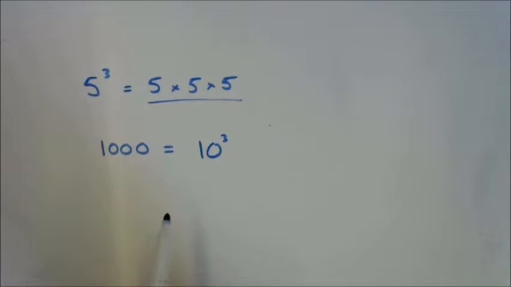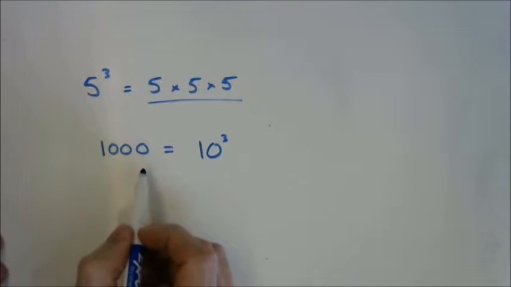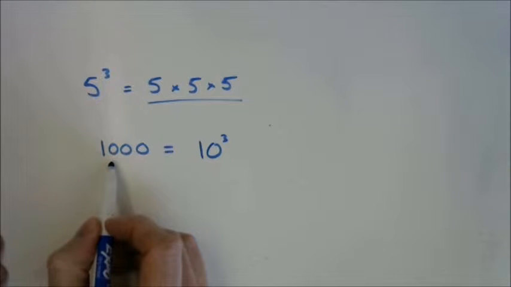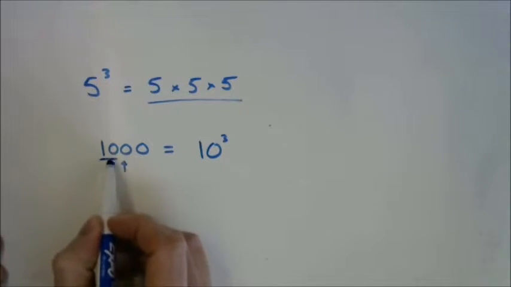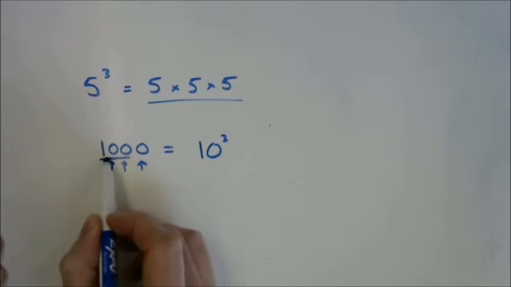You can also count the number of zeros, and that's going to be the number of the exponent. Right, so another way to think about it, a quick, easy way to think about it is 10 to the power of 1 will just get you 10. 10 to the power of 2 will get you 100. 10 to the power of 3 will get you 1,000.